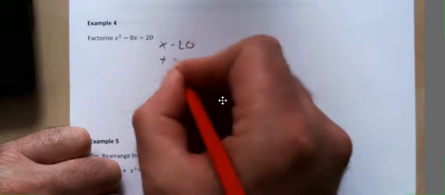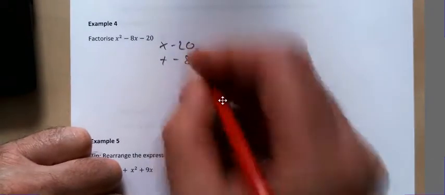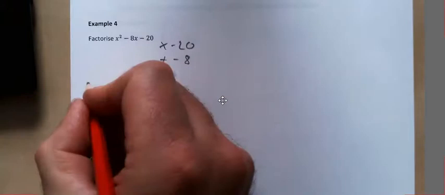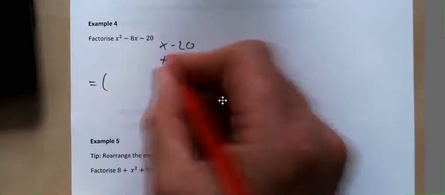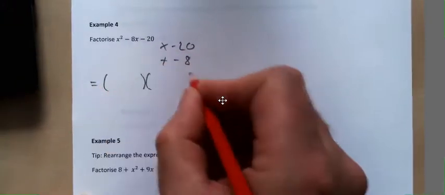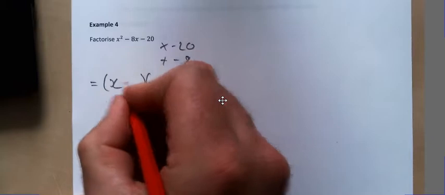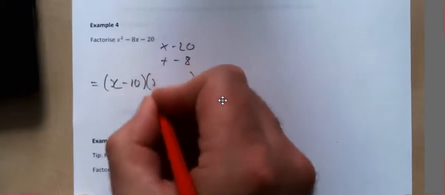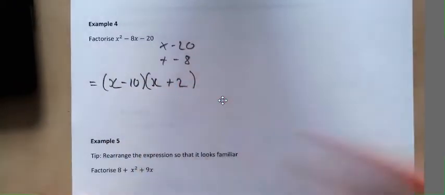This one's slightly different. These ones now are multiplying to give us minus 20 and they add to give us minus 8. One has to be positive and one has to be negative here for this to work. If they were both negative, they would multiply to give us a positive. So they're going to be x minus 10 and x plus 2.